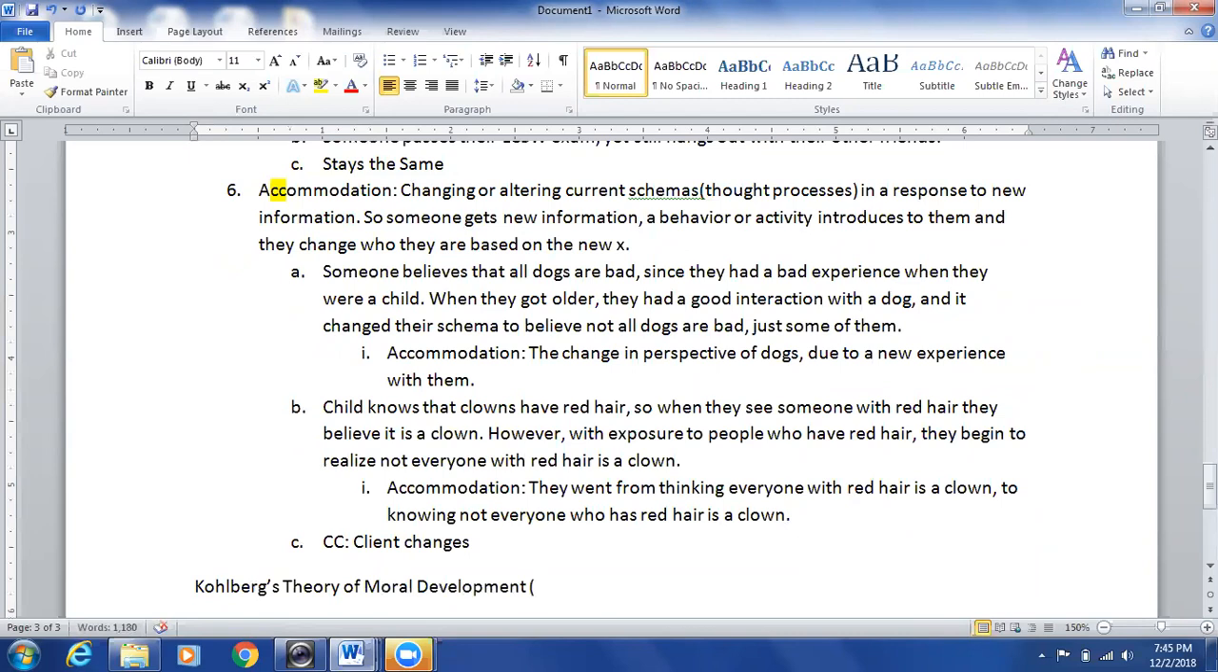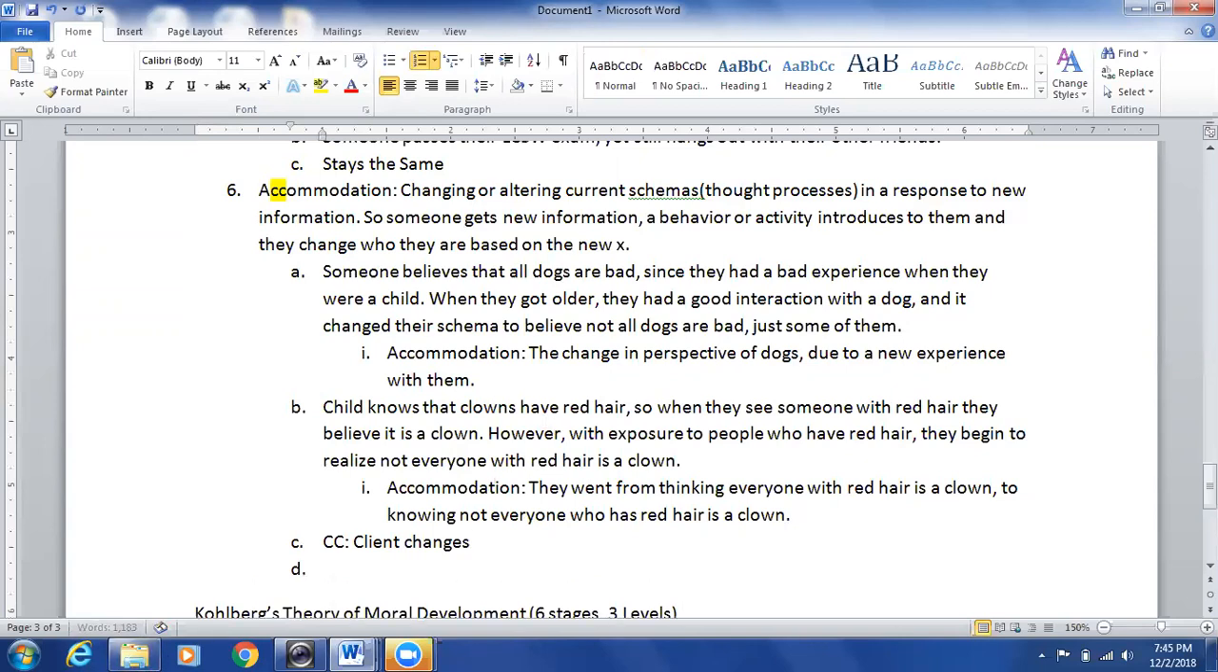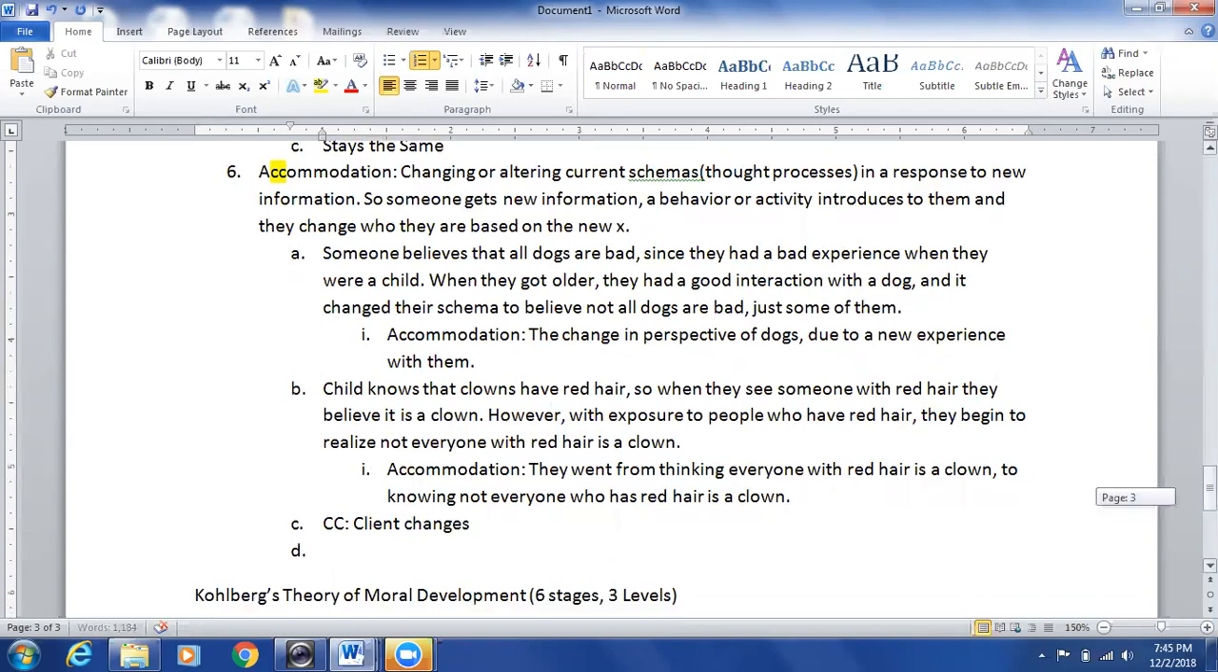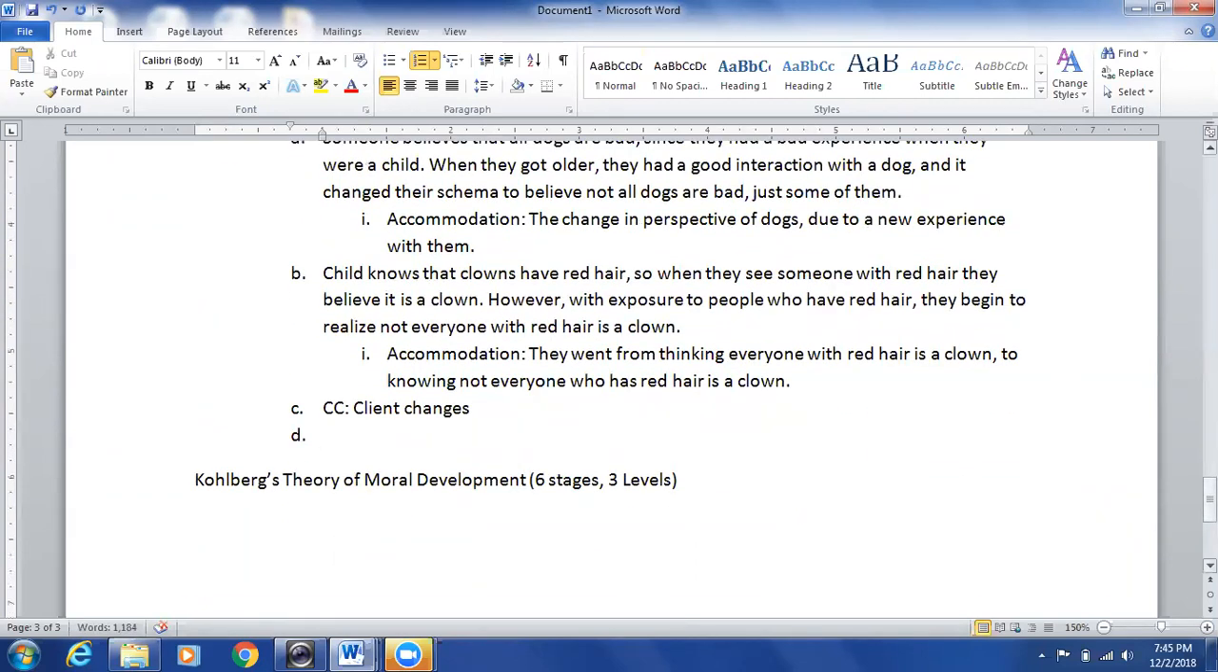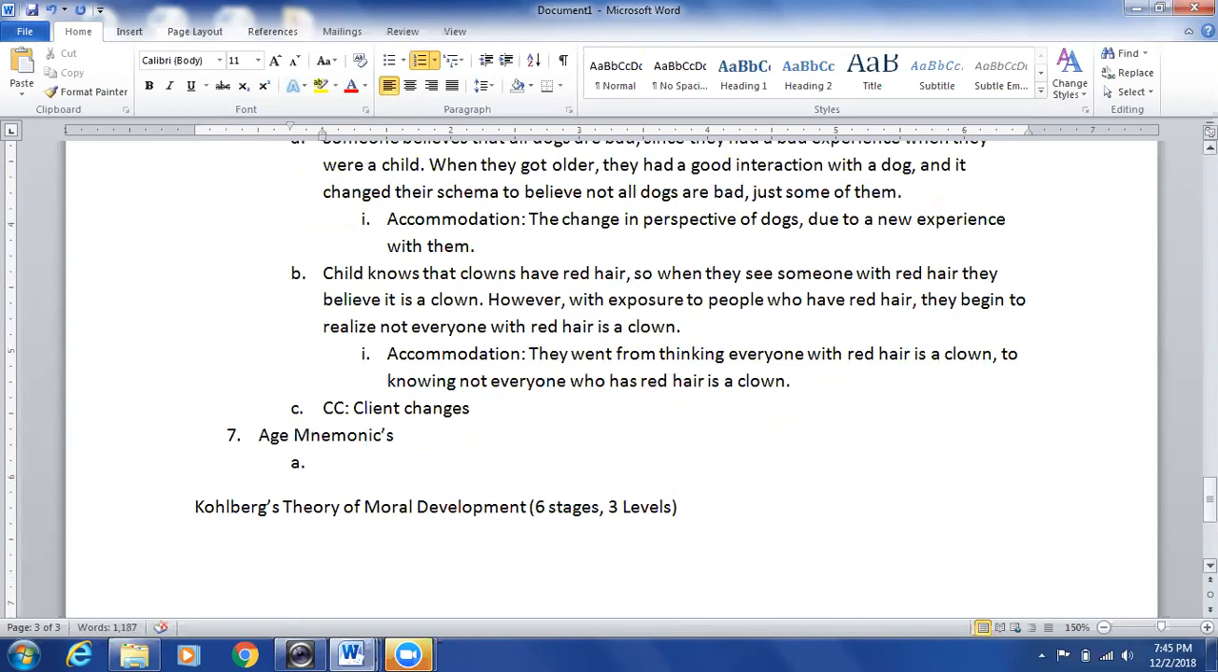And this is 6 stages, 3 levels. And I just realized I forgot something on the Piaget slide, so I'm going to go back, because there are mnemonics to remember the ages. Age mnemonics. That just came to my mind.